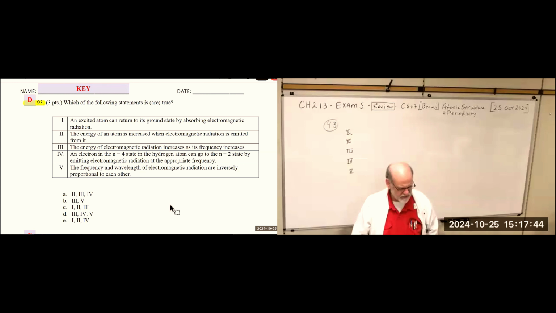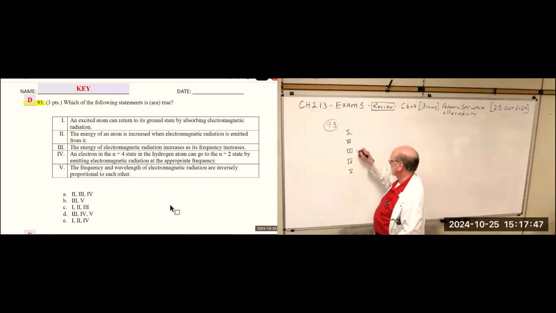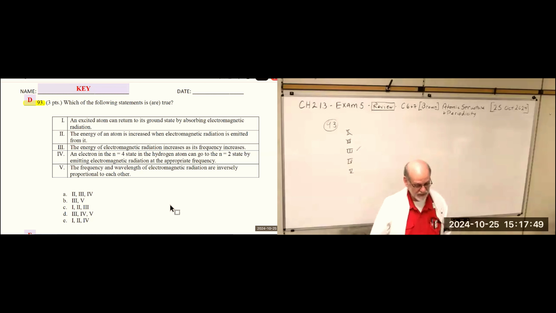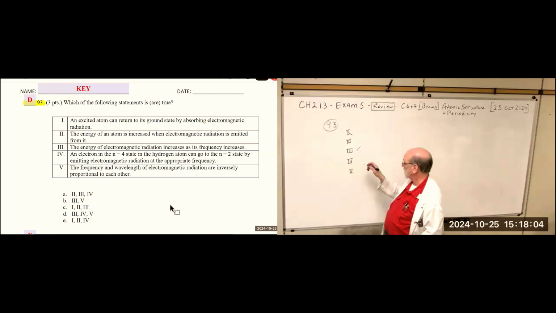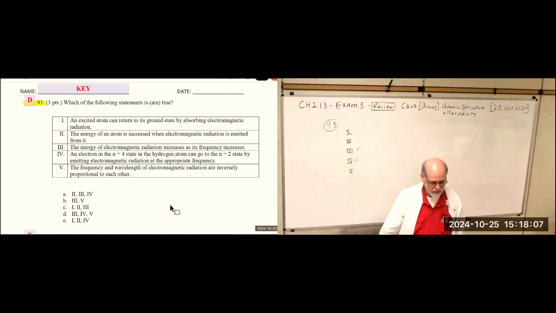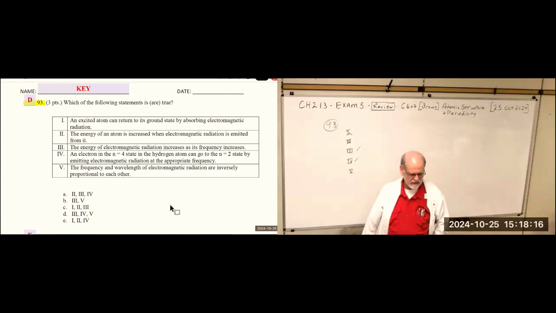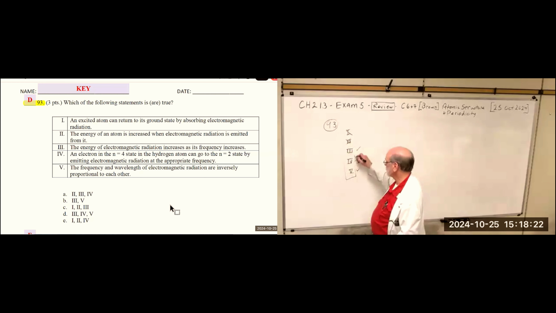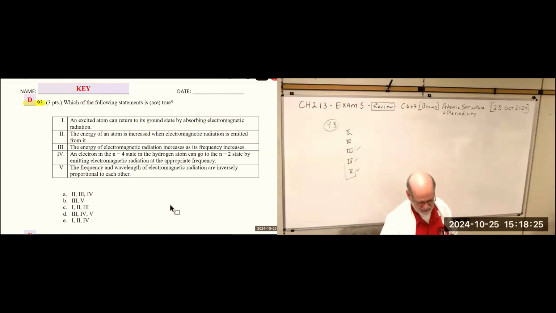The energy of electromagnetic radiation increases as its frequency increases. Yes. Planck showed that one. An electron in the n equals 4 state in a hydrogen atom can go to the n equals 2 state by emitting electromagnetic radiation of an appropriate frequency. Yeah, it's going from higher to lower, it's going to give up energy. Right? So 4 is also true. And the frequency and wavelength of electromagnetic radiation are inversely proportional to each other. Frequency and wavelength are inversely, yes. So 3, 4, and 5 are true. That would be D.